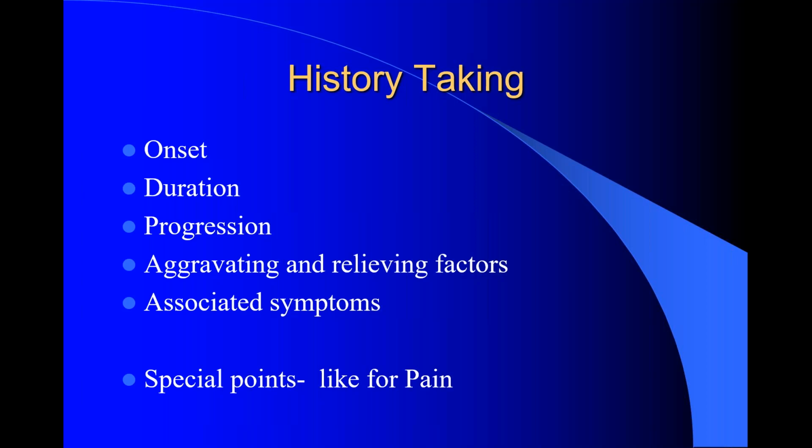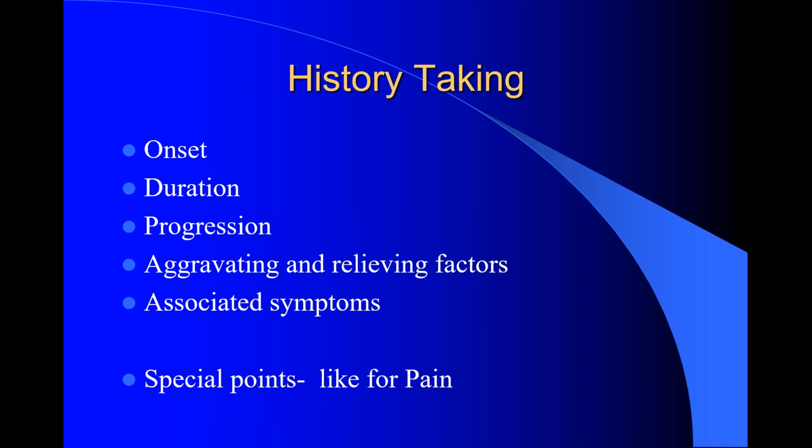Like if the patient has cough, then for associated symptoms, does the patient have sputum? Does the patient have blood in sputum? These are the associated symptoms that you can always have with that complaint. So these points are common in all patients: onset, duration, progression, aggravating and relieving factors, including the effect of drugs, position, weather, other variations, and then the special points to be taken in the history.